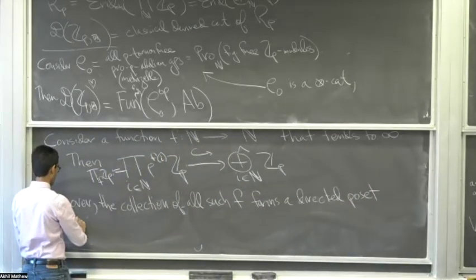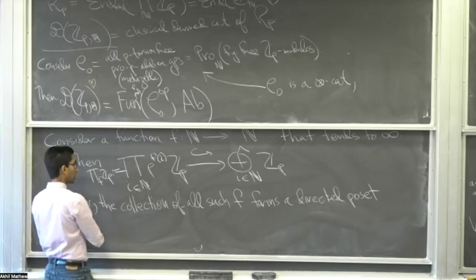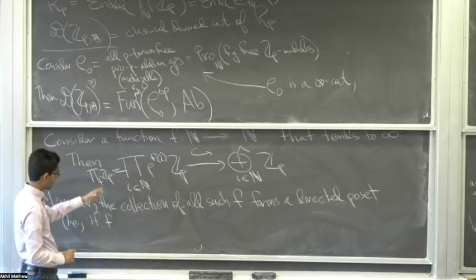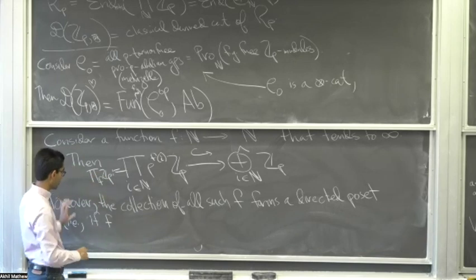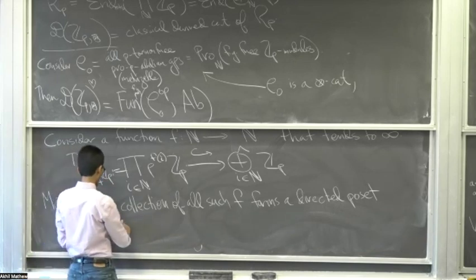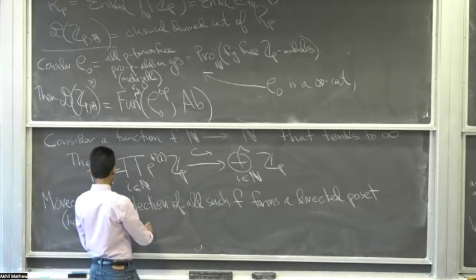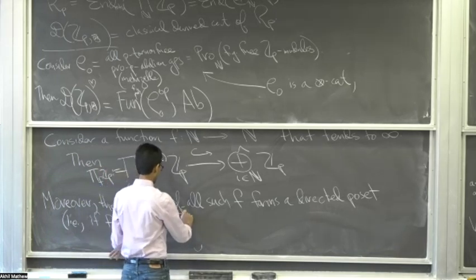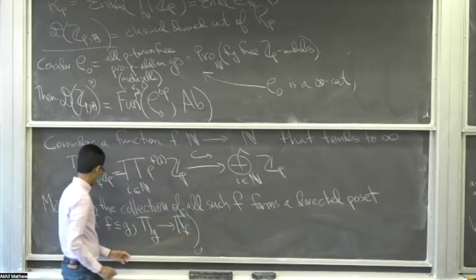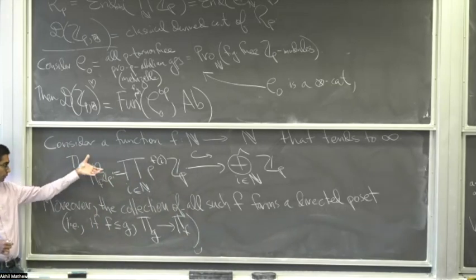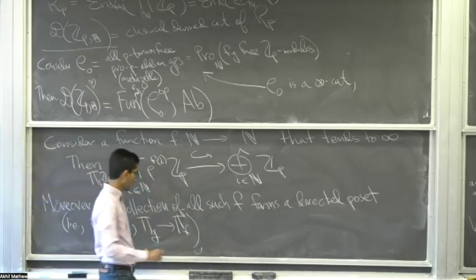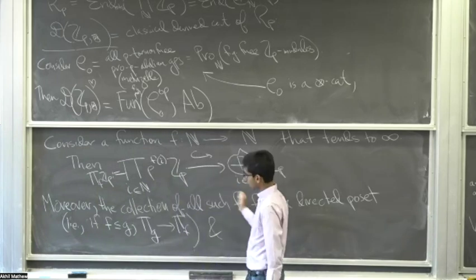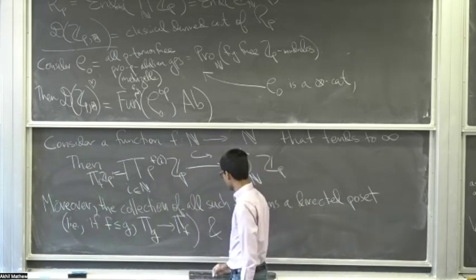If f is, well, I guess we have to sort of index it the opposite way. So if f is less than or equal to g, then we get a map from product of g into products of f. So functions that grow more slowly will give you larger subobjects. And this object here is the colimit over all such functions.